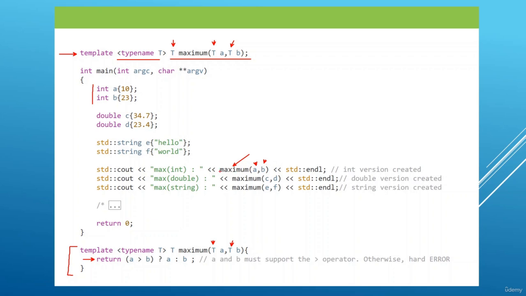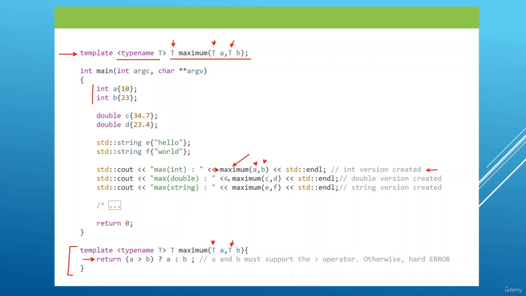So when we issue the call like we do here, an int version of our maximum function is going to be created. So the compiler is basically going to go in and replace an int for T here. The return type is going to be int. The first parameter is going to be int. The second parameter is going to be int. It's going to go in the definition. It's going to do that. And we're going to have an int function.